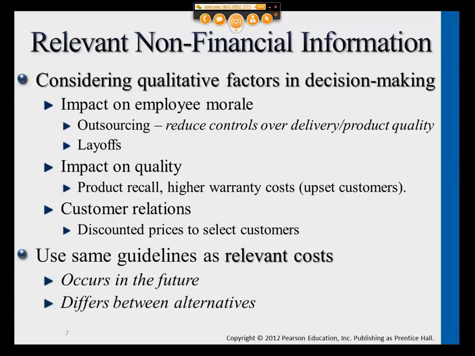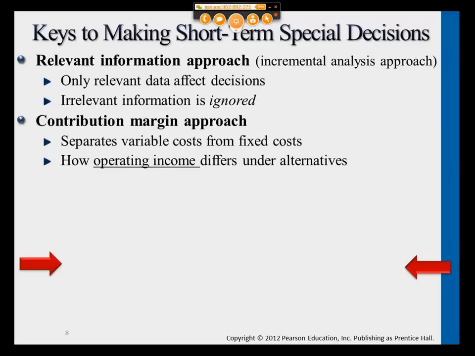So we're going to use the same guidelines to identify relevant non-financial information as for relevant costs. They occur only in the future, and they differ between the alternatives. All right.